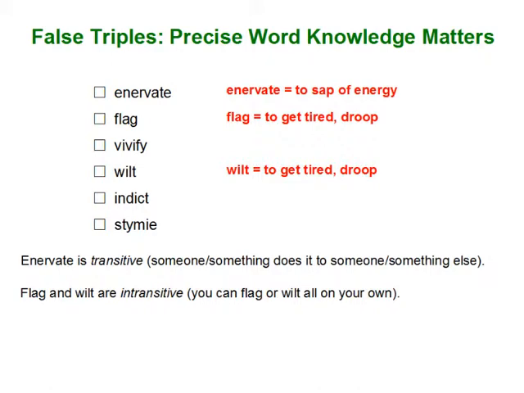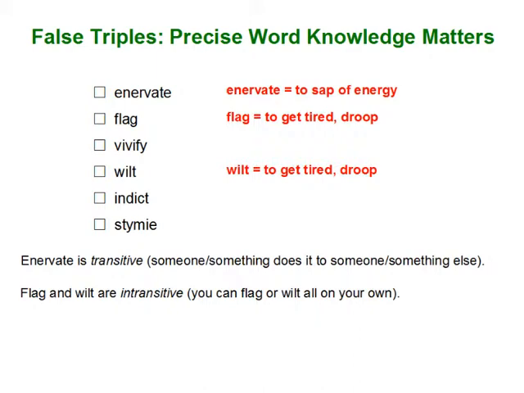So this is where sort of specific, very precise word knowledge can be very helpful. In this instance, enervate is something that is passive or transitive. It happens to you. Enervate is something that someone does to you. Someone enervates you of your energy. They come over to your house and they talk about all their problems for way too long. They enervate you. An enervating sort of acquaintance or friend. Whereas flag and wilt are different in that they are more active, or what we might say is intransitive. They can happen all on their own.